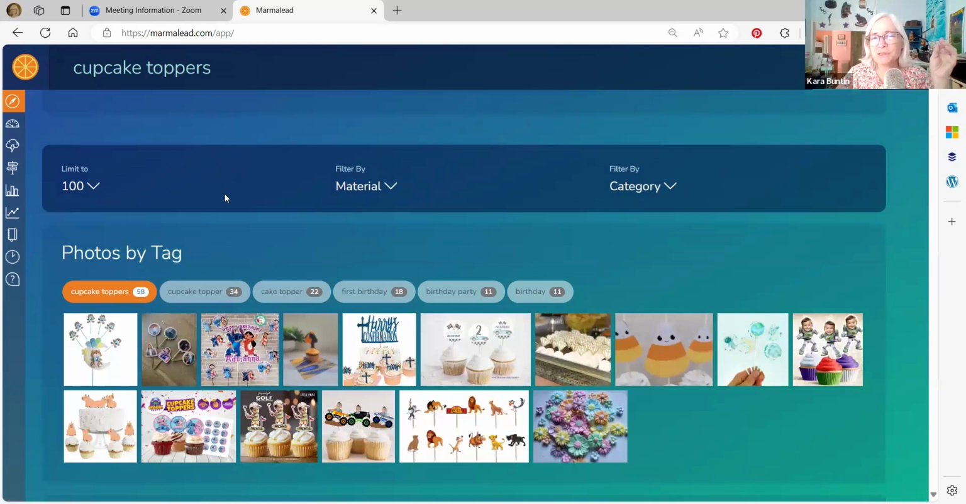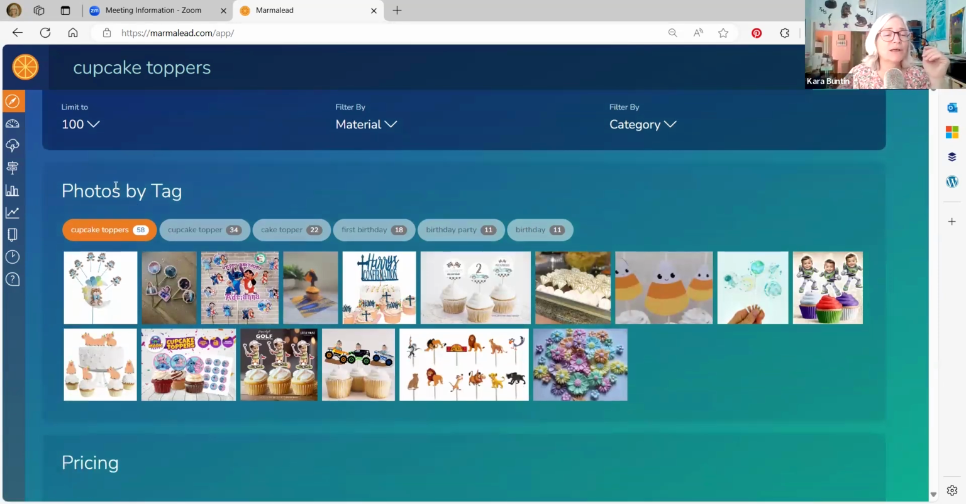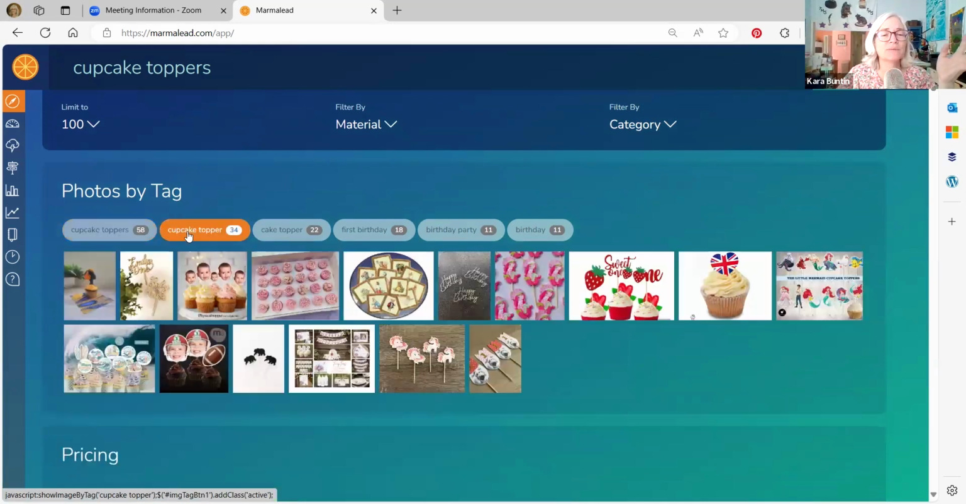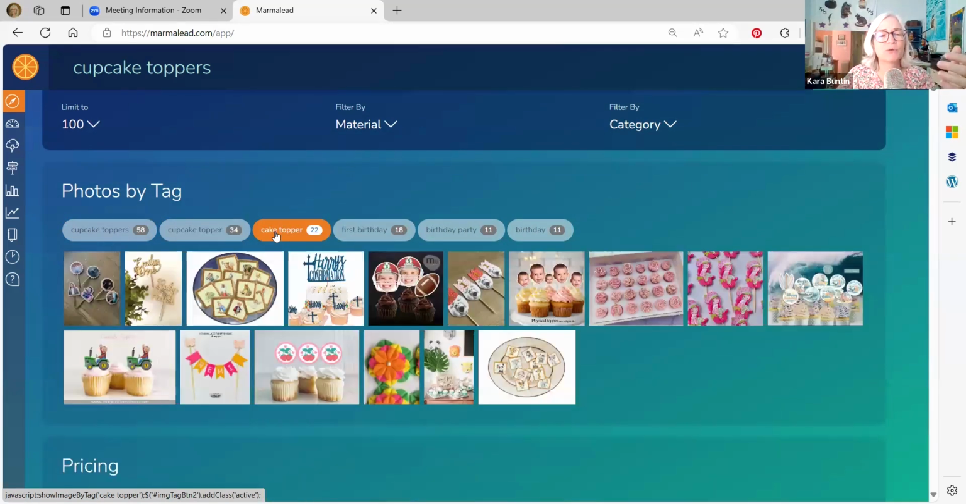I never really use this because I don't compare my stuff to other people's too much. But if you want to compare your listings to everybody else's, then this is good because you can go down to photos by tag and see what the tags look like, what kinds of things people are using photo-wise to go with the tags.